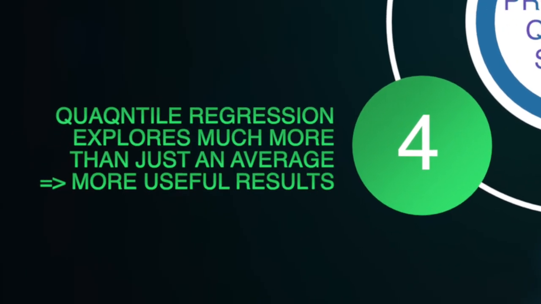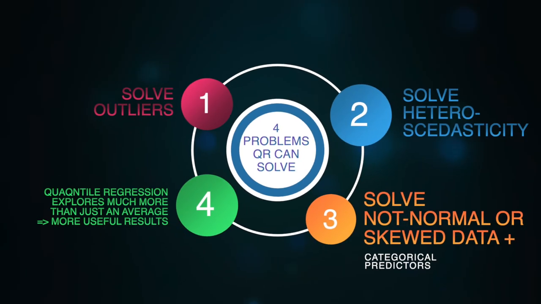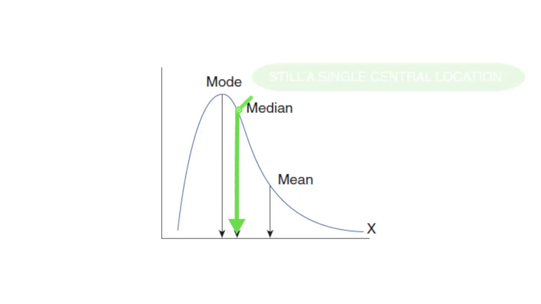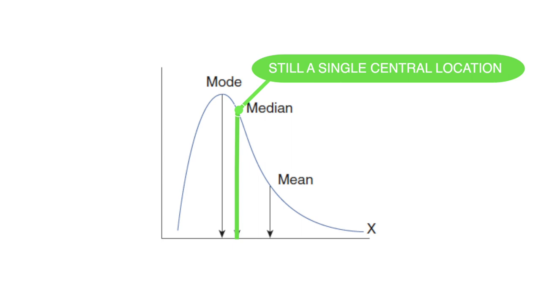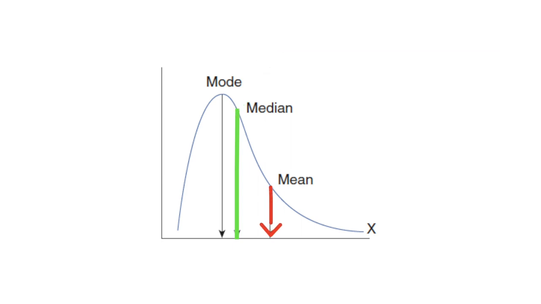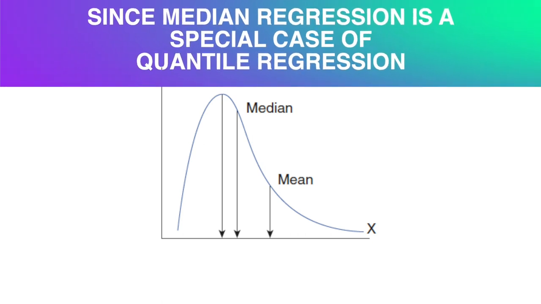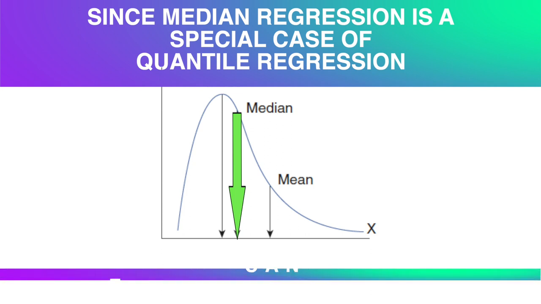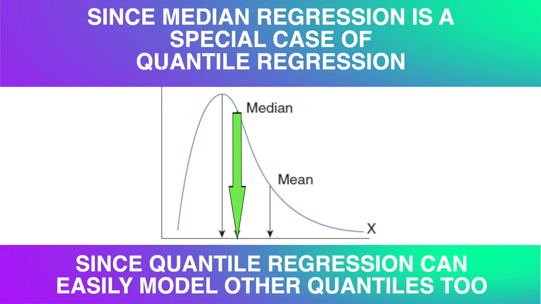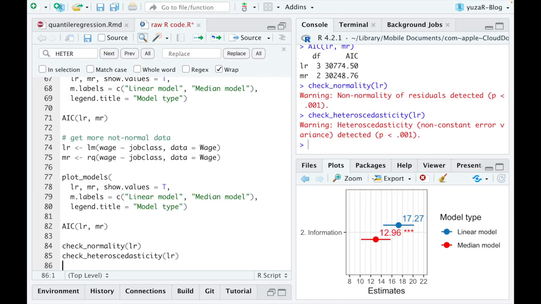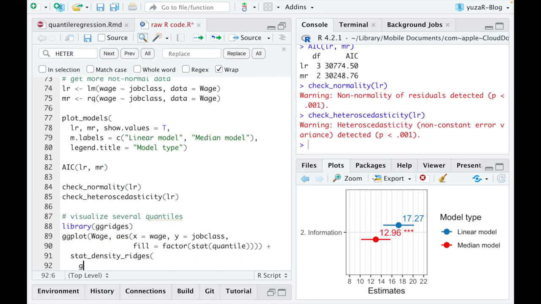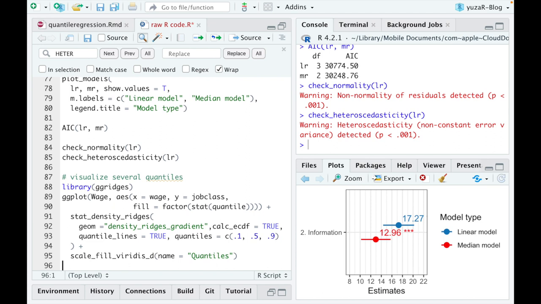Now, let's finally get to the main advantage of quantile regression. While median regression delivers better results, the median is still a single central location similar to the mean. But since median regression is a special case of quantile regression, which uses only the 0.5 quantile, and since quantile regression can easily model other quantiles too, quantile regression allows you to easily model low and high salaries. In other words, quantile regression can be extended to non-central locations.